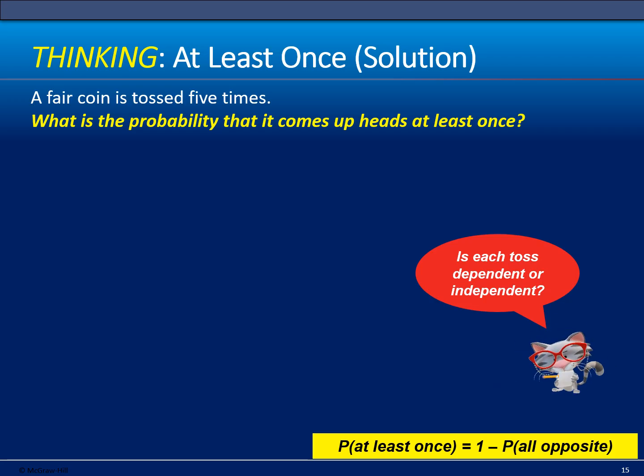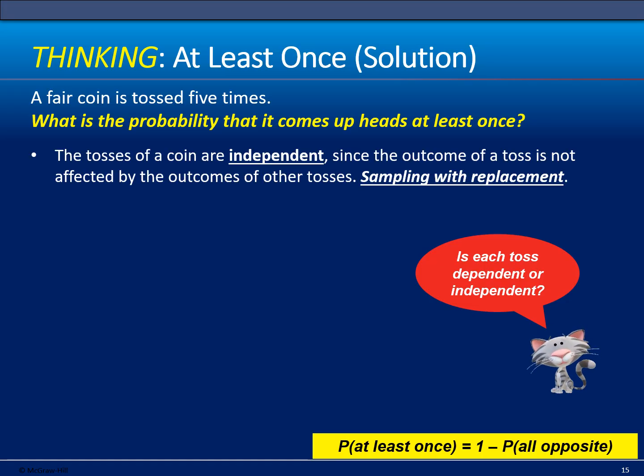All right. Is each toss dependent or independent? Well, you might remember the law of averages, which is not really a law. It says if I flip a coin 4 times in a row, the next coin is much more likely, it has a higher probability, to be tails. That's not true. Each time I flip the coin, it's independent because there are 2 sides on the coin. Okay, so this is an independent event. Since the toss is not affected by the outcomes of other tosses, this is sampling with replacement.